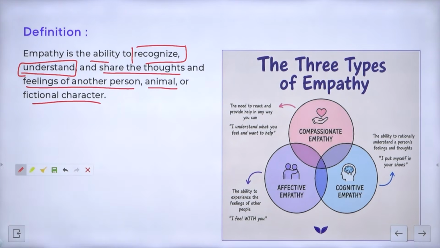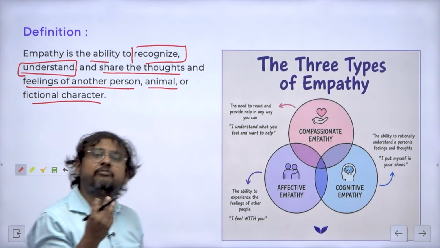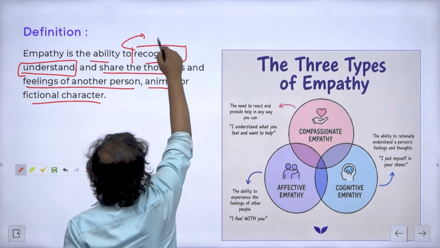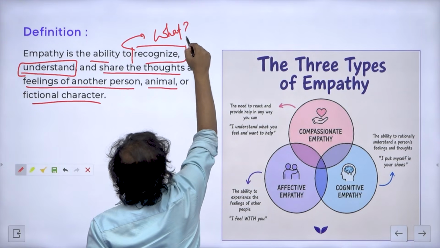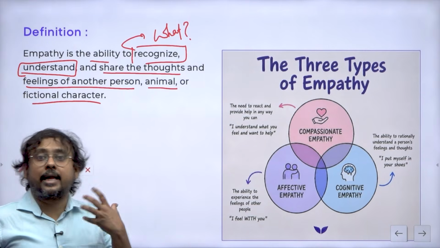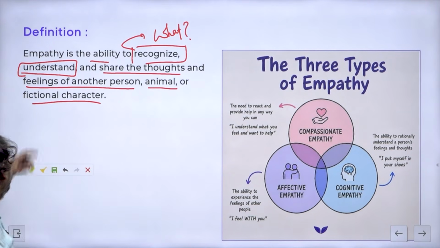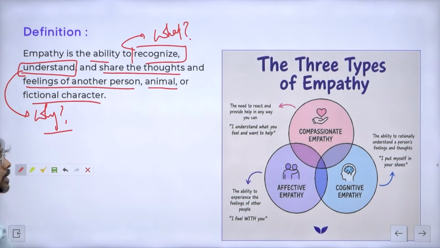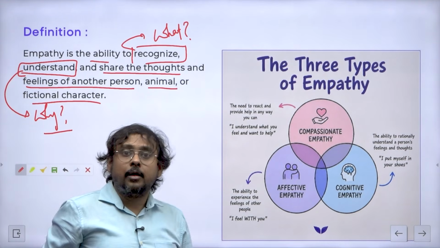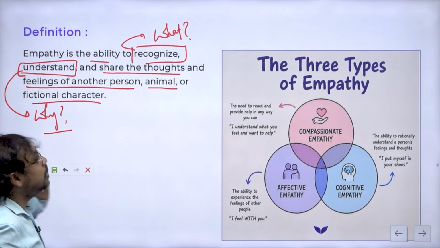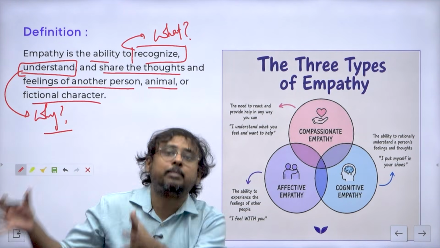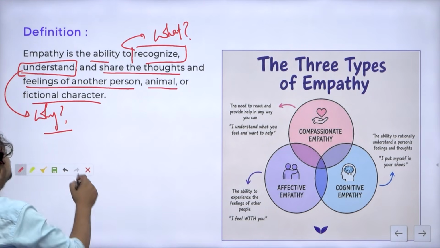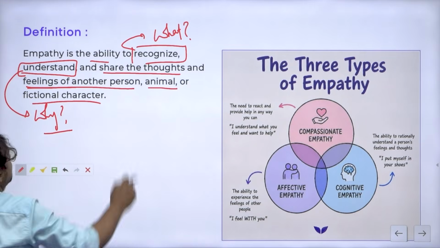To recognize, understand. Recognize means what kind of feeling, the what of it, right? Understand is the why that particular person is going through that particular pain, whatever the pain is, right? So recognize the kind of pain that particular person is in, understand why, the source of the pain, and share the thoughts and feelings of another person.